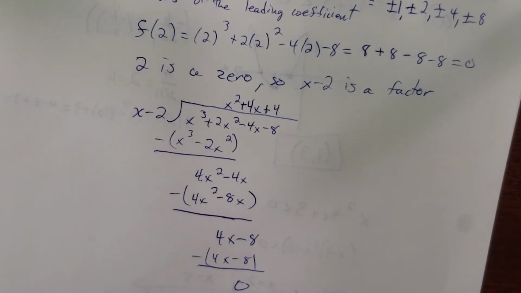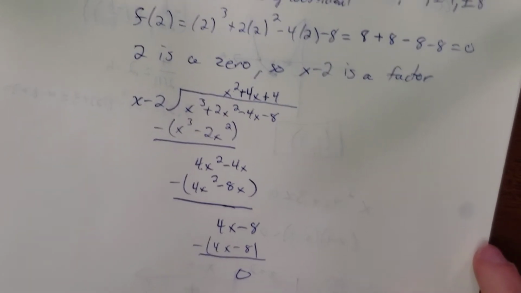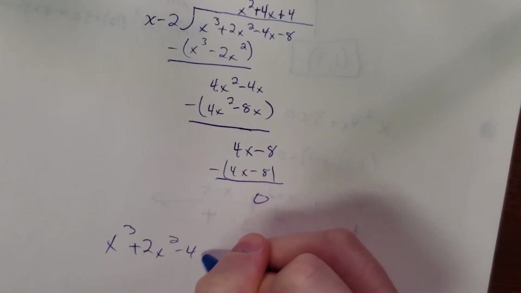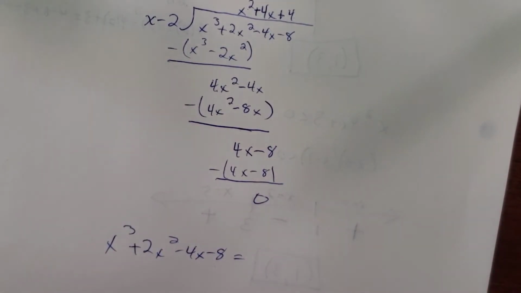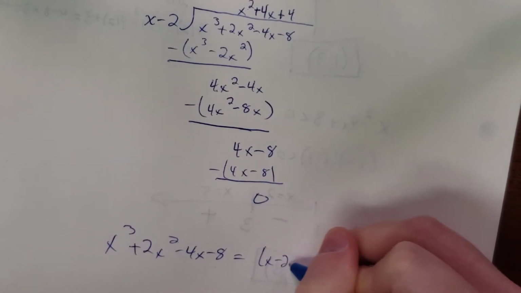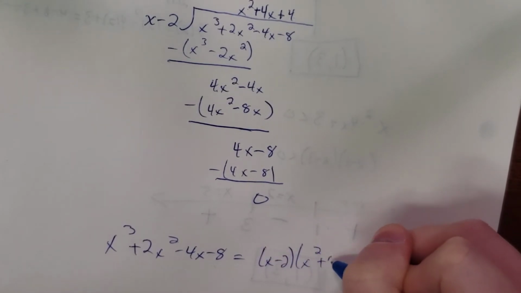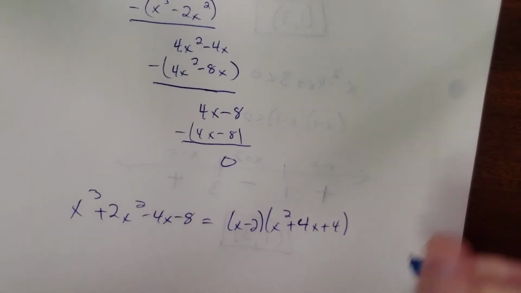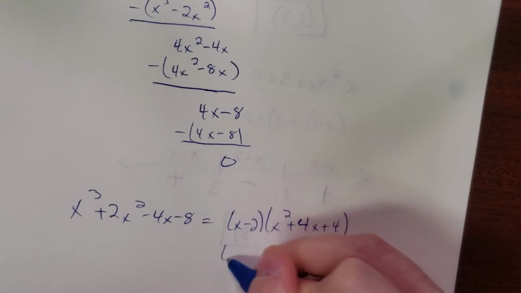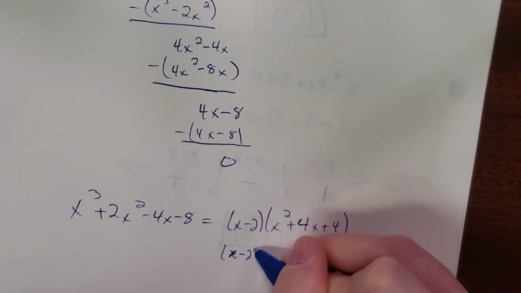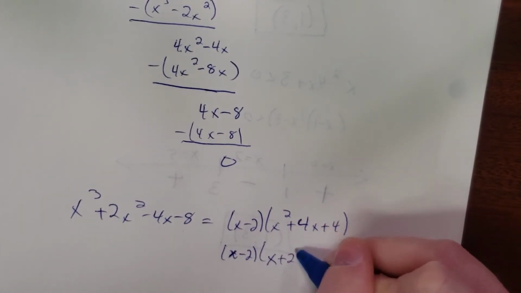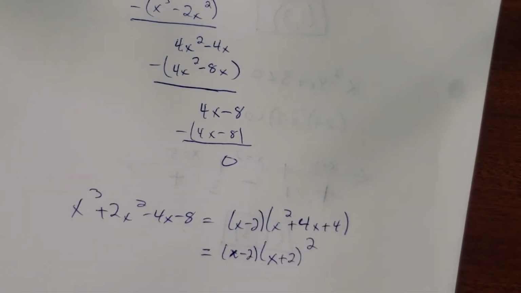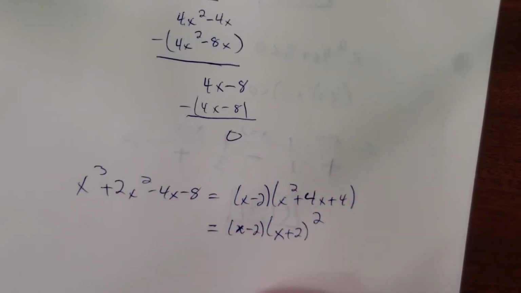We want that. So what we can see here is that x cubed plus 2x squared minus 4x minus 8 is equal to x minus 2 times x squared plus 4x plus 4. We can further keep factoring this. This should be x plus 2 squared. So what that tells us is that there are only 2 zeros.